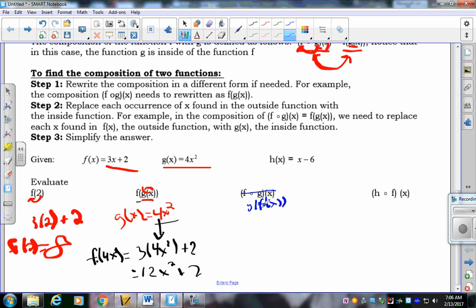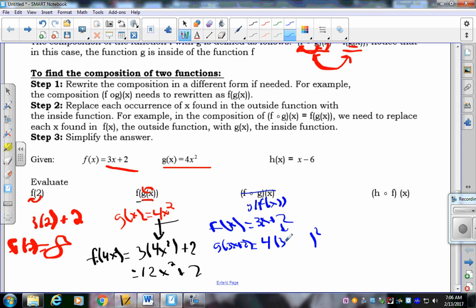Okay, so this time we're plugging it into f of x first. So f of x equals 3x plus 2. Now I'm plugging that into my g of x. So I'm doing g of 3x plus 2. Okay, and I'm doing 4, and then I have my x, so I put parentheses, squared. So this goes here. So I'm going to have to FOIL.